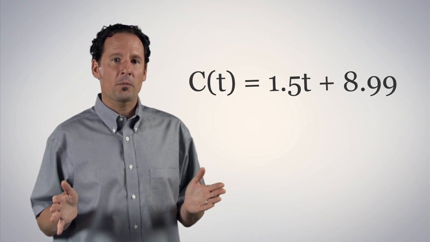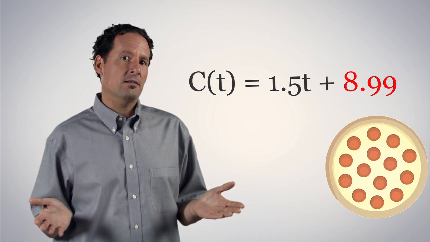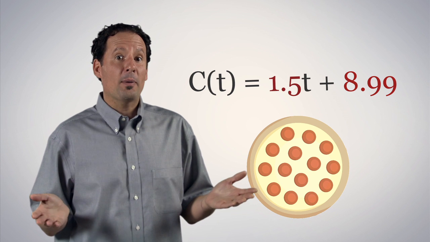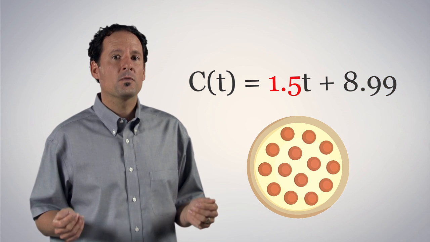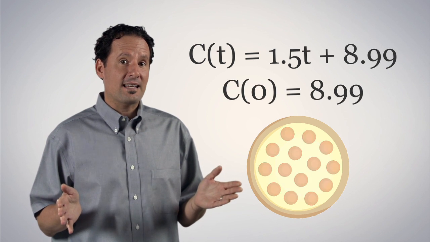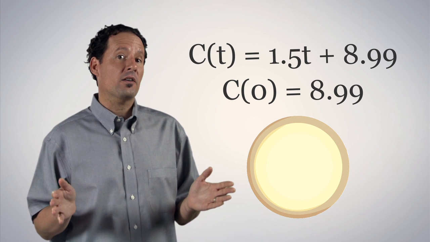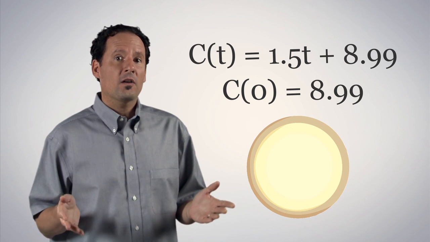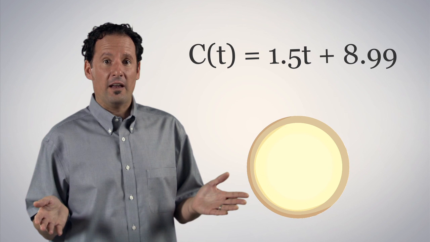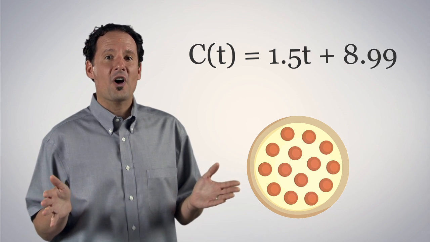The total cost, C, in dollars of a large pizza with T toppings is represented by the function C of T equals 1.5T plus $8.99. Let's interpret the numbers found in this function. What does the $8.99 mean in terms of a pizza? How about the 1.5? Notice that our cost is $8.99 if we add 0 toppings. So this is the base cost for a cheese pizza. So what does the 1.5 represent? You got it, it's the price per topping, $1.50.